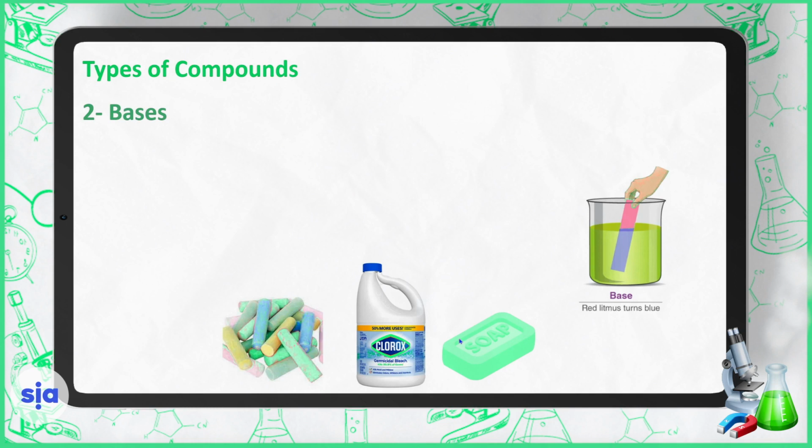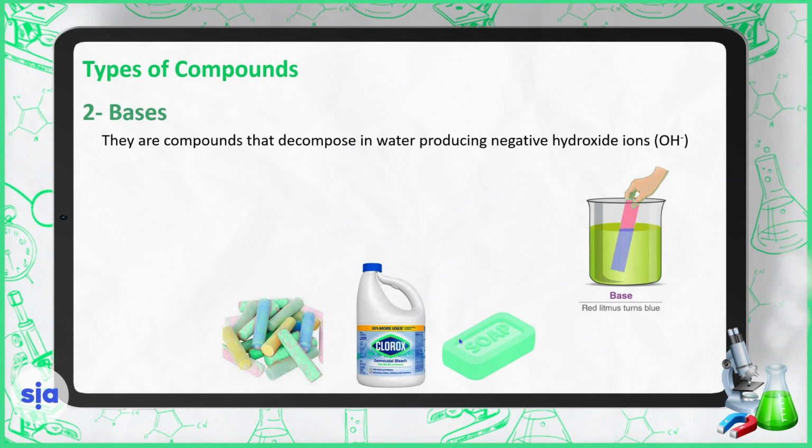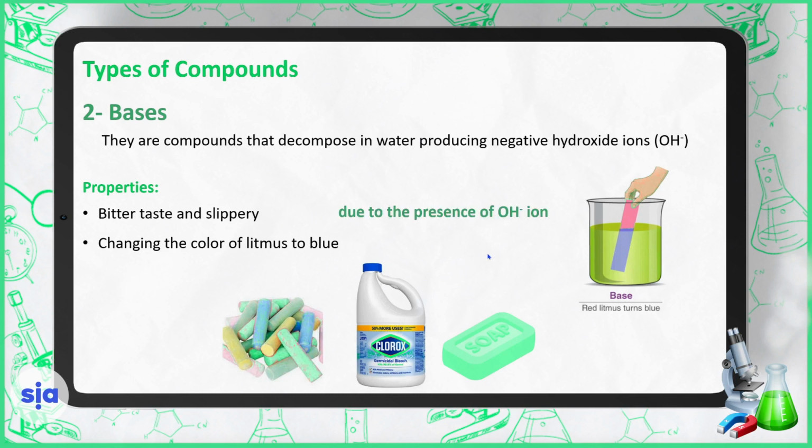These are the bases or the alkalis. They are compounds that dissociate in water, producing negative hydroxide ions. They have a bitter taste and are slippery like soap, and they change the color of the litmus paper to blue. So if you dip a red litmus paper into a base, it will change into blue due to the presence of the hydroxide ion.